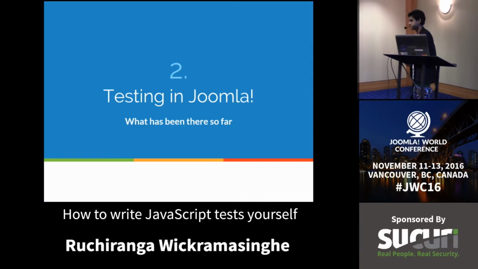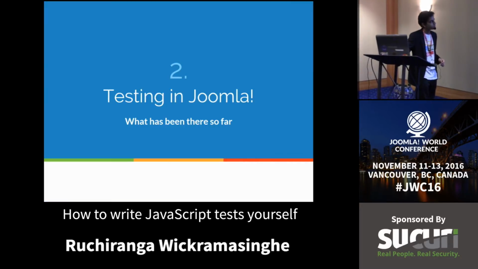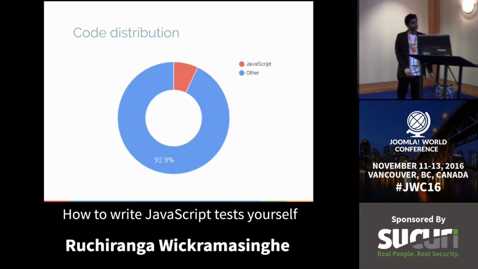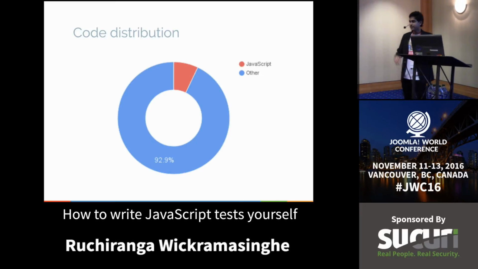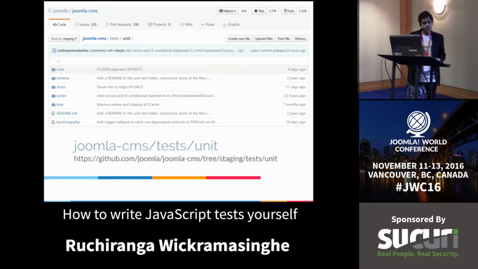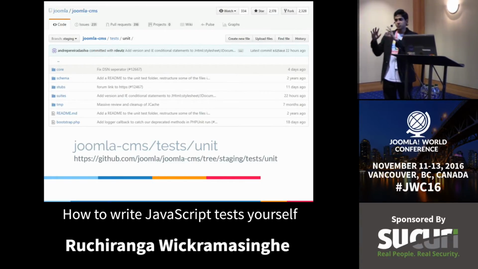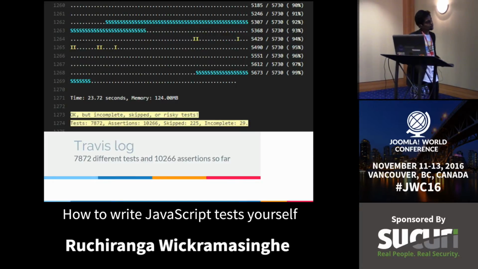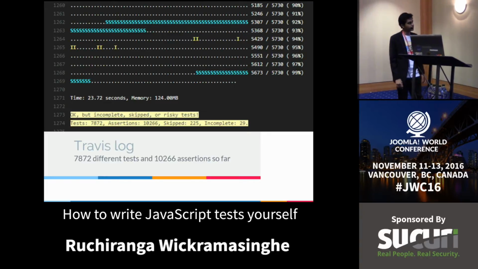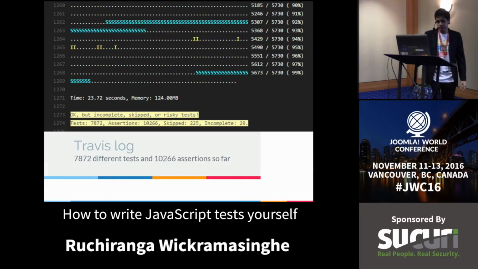Okay, so let's move on to testing in Joomla. This is just a simple overview of the code distribution you find in Joomla. We have about 7% JavaScript, and the rest is PHP and HTML and everything else. The PHP tests have been there for a long time, mostly because PHP is the most prominent language used in Joomla. By now there are this many different tests and about 10,000 assertions. But that's not really the focus of our presentation.